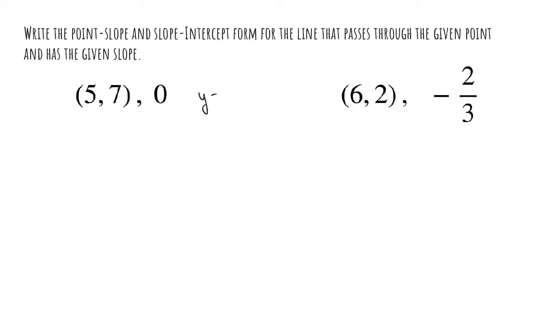So let's try some more. This one would be y minus 7 equals the slope times x minus 5.